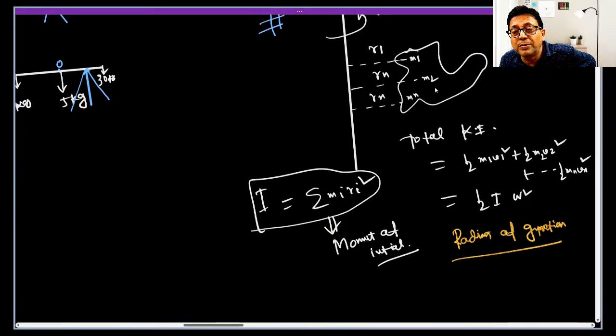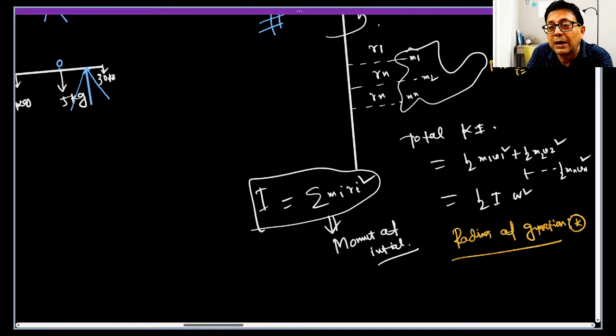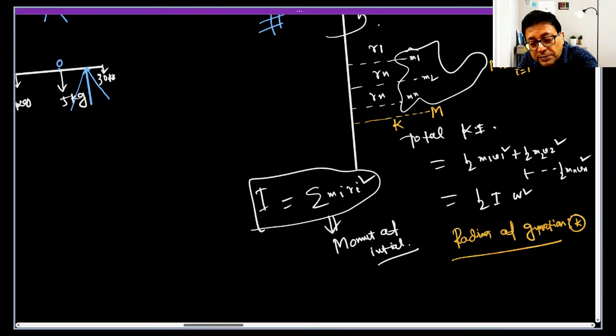Radius of gyration we normally denote by the letter K. What is that? Instead of this total mass m equal to sigma mi, if we keep a single mass m at a distance k from the axis of rotation, then the moment of inertia of this mass will be what? Mk square. Single mass moment of inertia, mass into distance square.